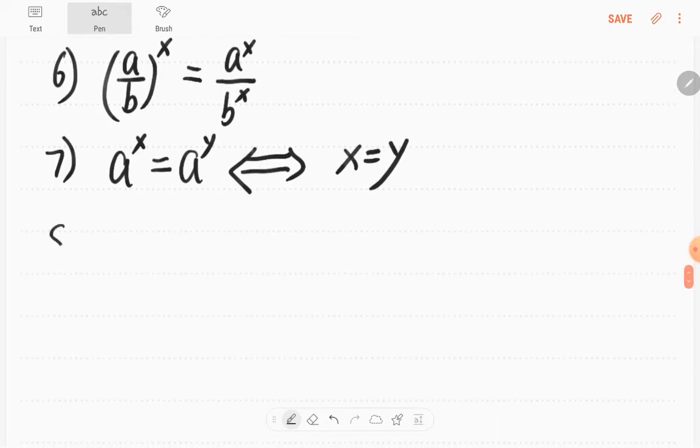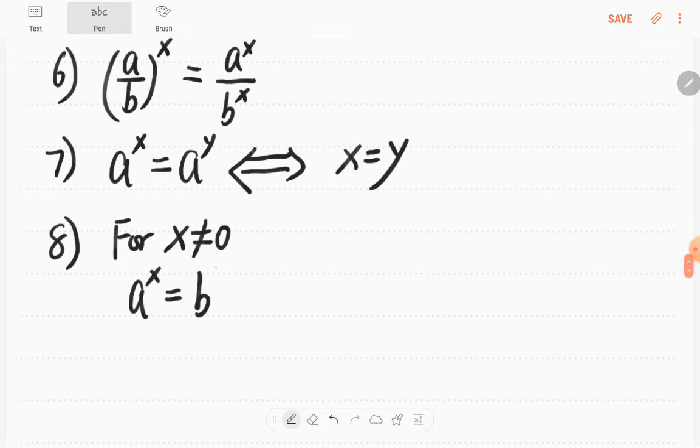Number 8. So for x not 0, a to the x equals b to the x if and only if, there is no other choice, a must be equal to b. Okay? Then we can use these rules to solve many problems.